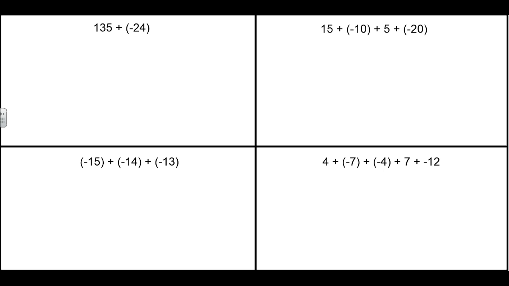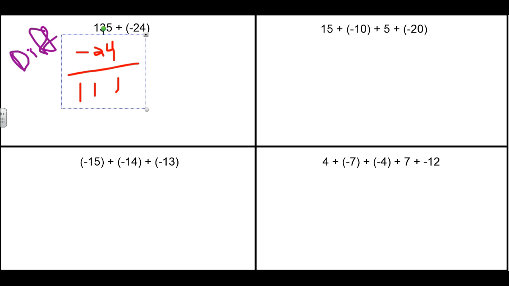So in the first one, we have 135 plus negative 24. They have different signs. 135 minus 24 gives us 111. The positive number, the 135, has a larger absolute value, so it is a positive 111.